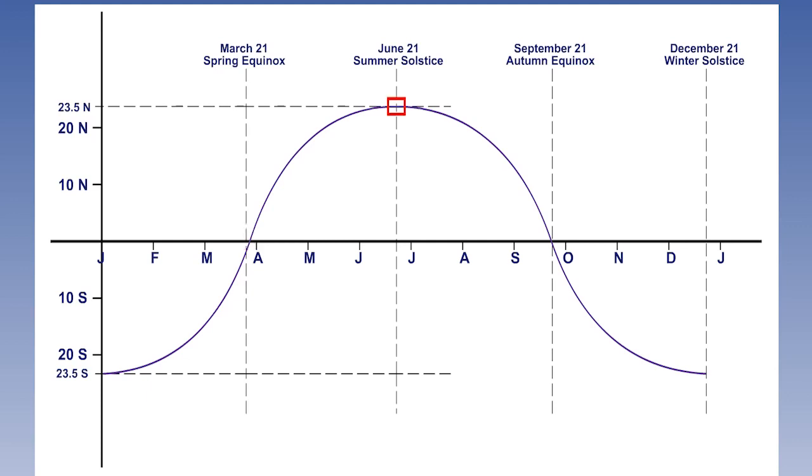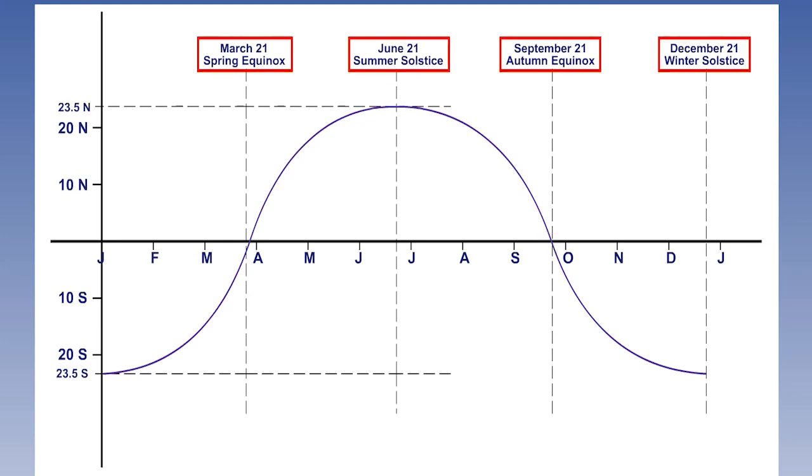On the 21st of June, it will appear above 23.5 degrees north at the Northern Hemisphere summer solstice and the Southern Hemisphere winter solstice. And on the 21st of September, it crosses the equator from north to south at the Northern Hemisphere autumn equinox and the Southern Hemisphere spring equinox.